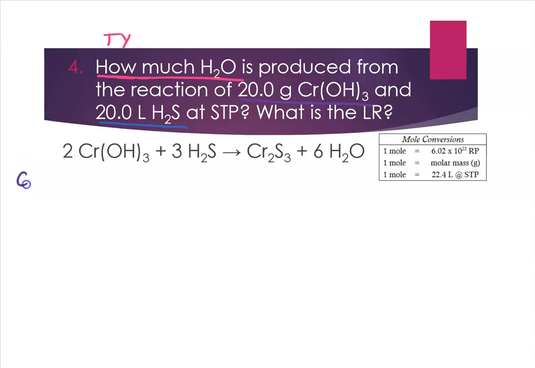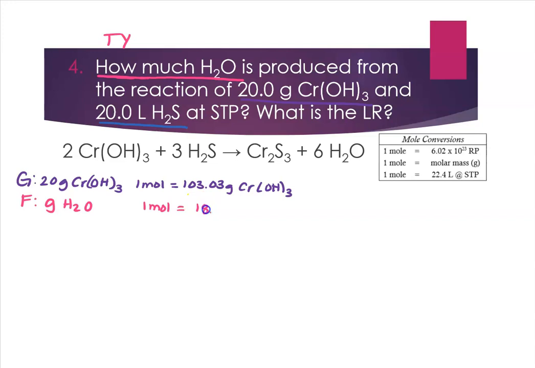Okay, so we're starting with 20 grams of CrOH3, and we're trying to find grams of H2O. Right, so 1 mole is equal to 103.03 grams of CrOH3. And then we need the molar mass of H2O as well, which is 18.02 grams of H2O. All right, so we start with 20 grams of CrOH3 times molar mass on the bottom, 1 mole on top.